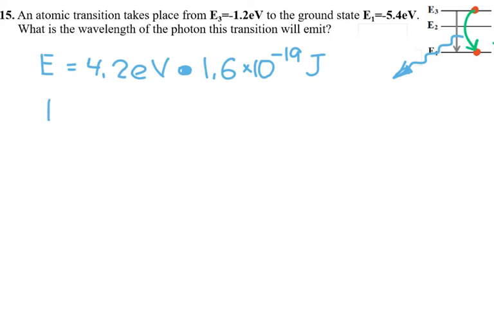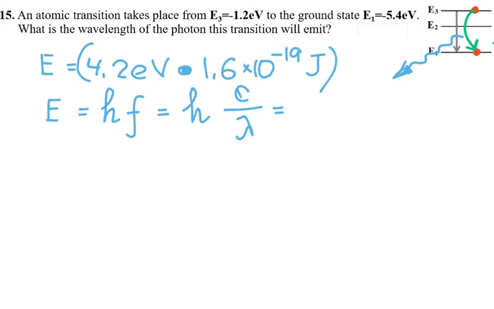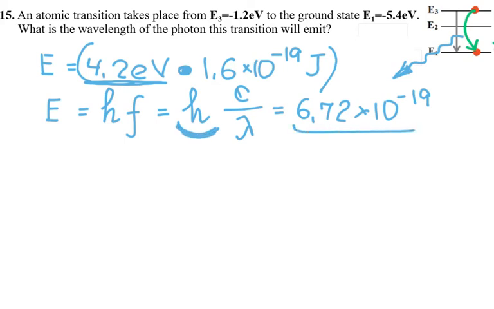And this energy can be expressed as Planck's constant times the frequency of those emitted photons, or Planck's constant times the speed of light over the wavelength. So let me multiply this number to see what it is equal to. I have 6.72×10^-19. I could keep it all in electron volts if I use Planck's constant in electron volts, but because I converted this number into joules, I'm going to plug in Planck's constant in joules.